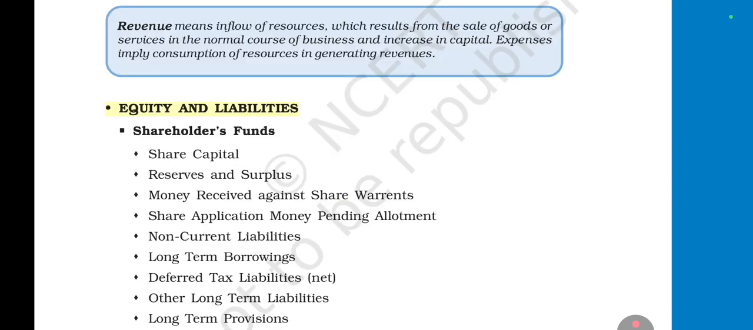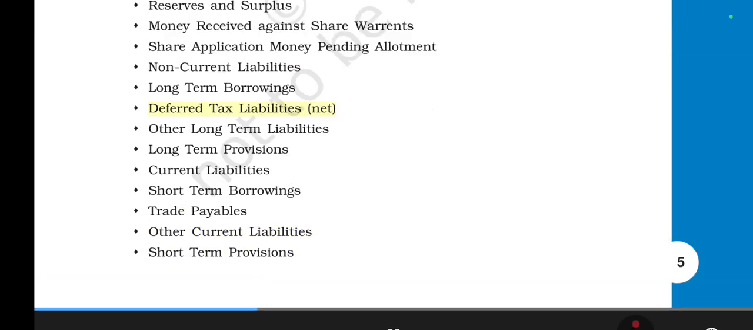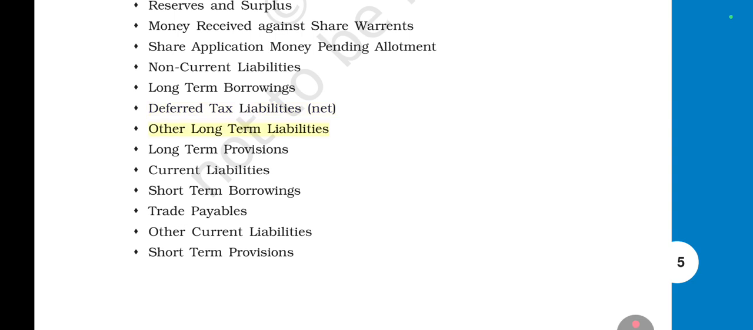Equity and liabilities. Shareholders' funds: share capital, reserves and surplus, money received against share warrants, share application money pending allotment. Non-current liabilities: long-term borrowings, deferred tax liabilities (net), other long-term liabilities, long-term provisions. Current liabilities: short-term borrowings, trade payables, other current liabilities, short-term provisions.